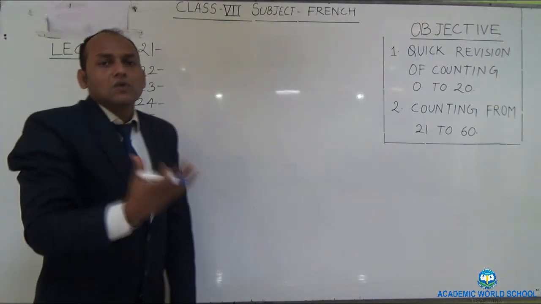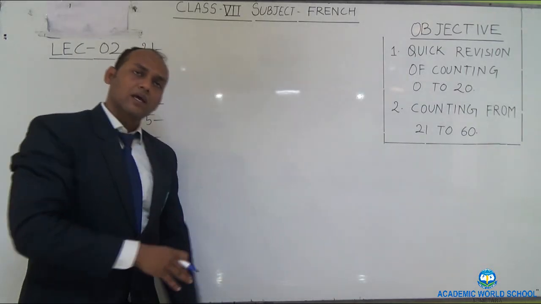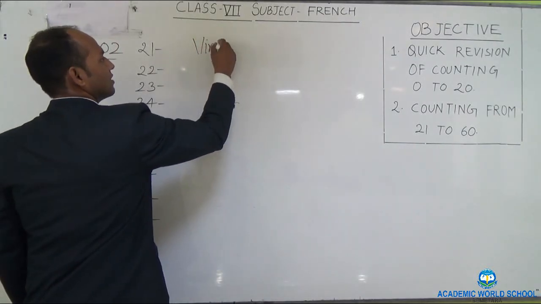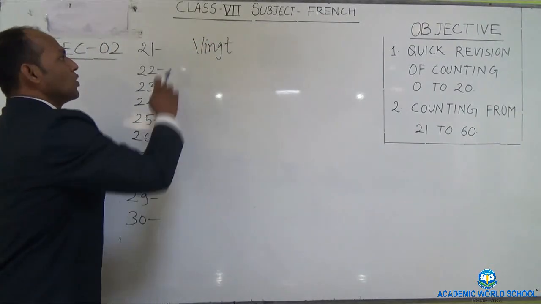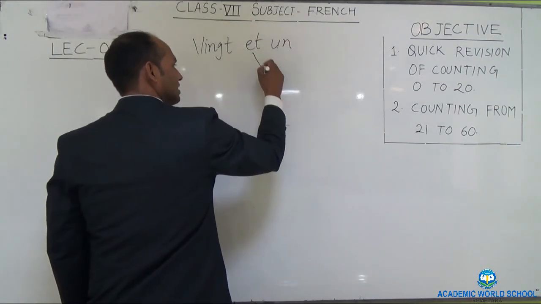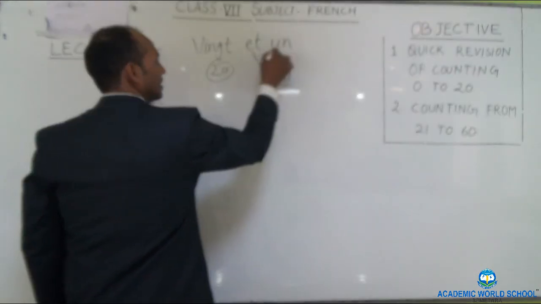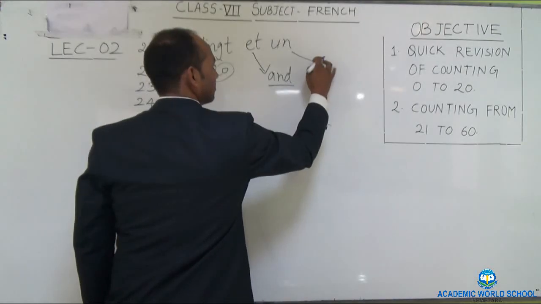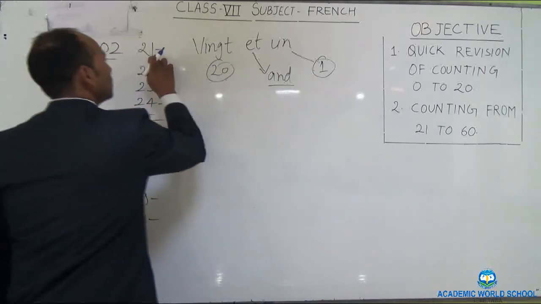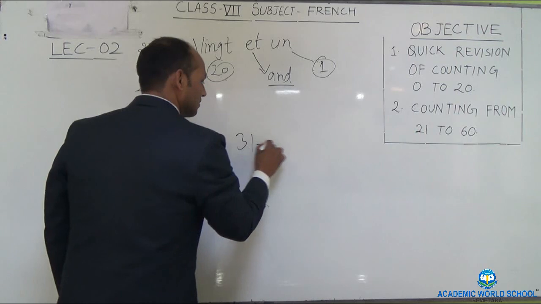21. What was the word for 20? We have just learnt it now and in the previous class. Vingt. Et, this word means 'and' in French. Vingt is 20, which we have already learned. Un means 1. 20 and 1, 21.